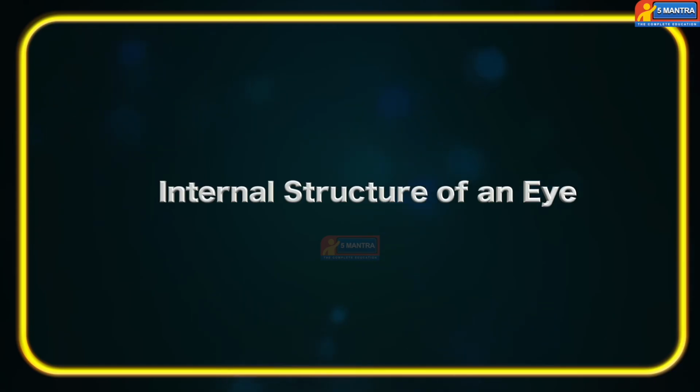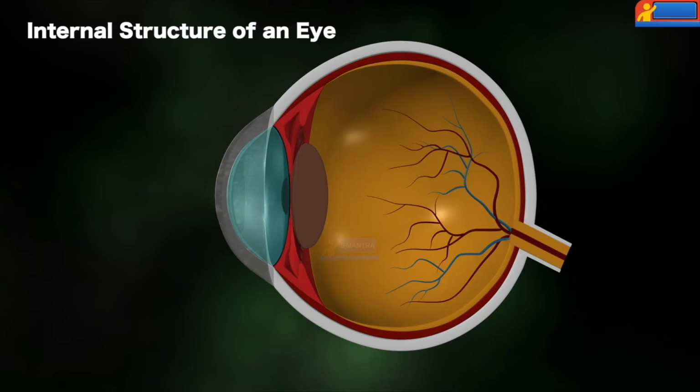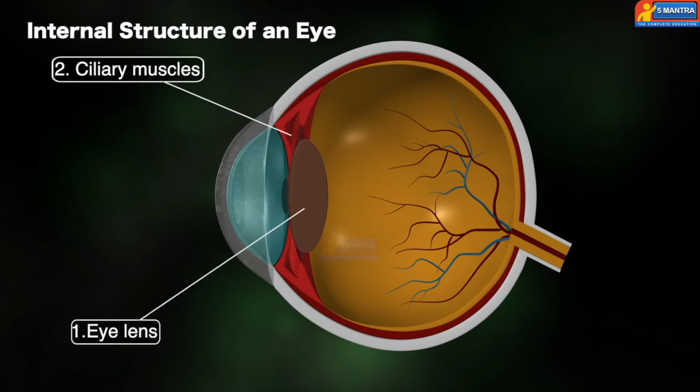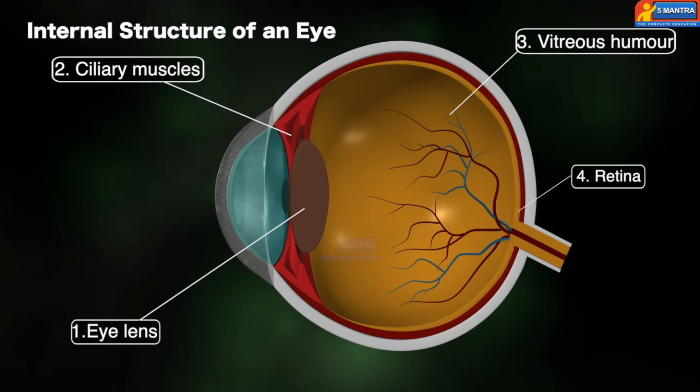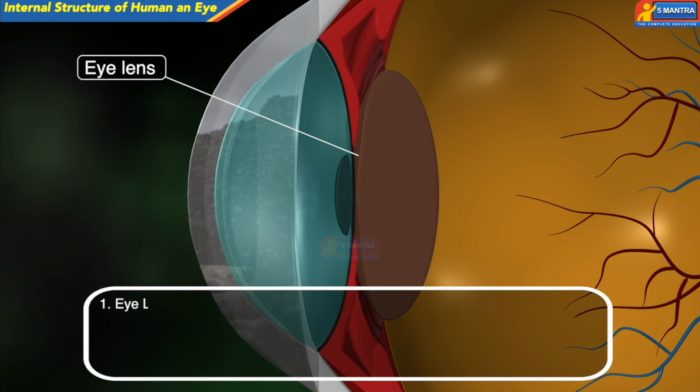Internal structure of an eye. The following parts are the internal structure of an eye. 1. Eye lens. 2. Ciliary muscles. 3. Vitreous humor. 4. Retina. 5. Optic nerve.